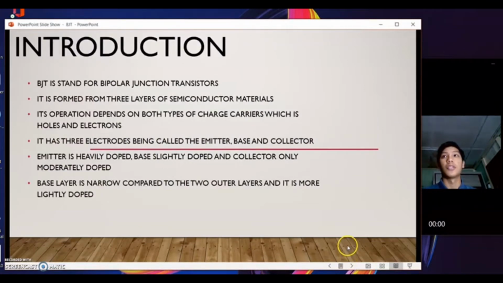Okay, so for introduction, BJT stands for bipolar junction transistor. It is formed from 3 layers of semiconductor materials. Its operation depends on both types of charge carriers, which are holes and electrons. It has 3 electrodes called the emitter, base and collector. Emitter is heavily doped, base lightly doped, and collector only moderately doped. The base layer is narrow compared to the 2 outer layers, and it is more lightly doped.